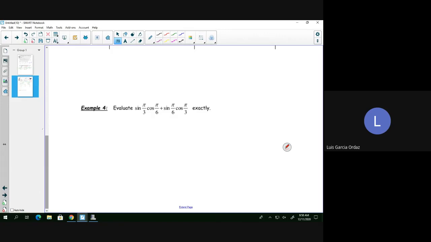Okay? So we want to evaluate sine of pi over 3 times cos of pi over 6 plus sine of pi over 6 times cos of pi over 3. So our first ratio we want to figure out is, what is the ratio for sine of pi over 3? Root 3 over 2. And what is the ratio for cos of pi over 6? Root 3 over 2. What is the ratio for sine of pi over 6? 1/2. And for cos of pi over 3? 1/2. So they made this question super easy for you.